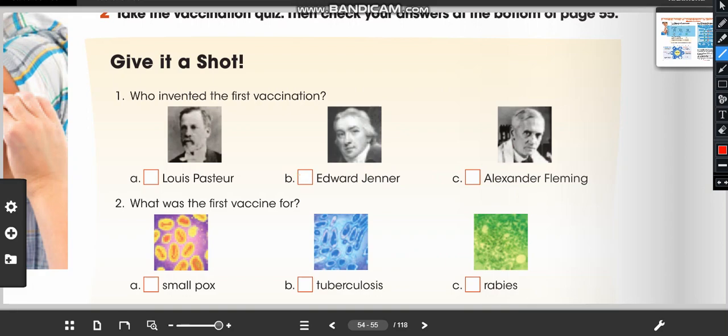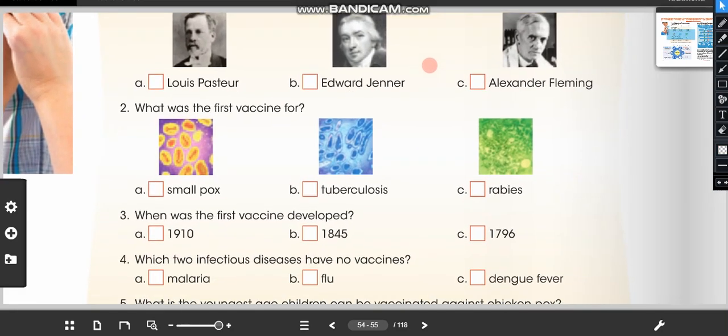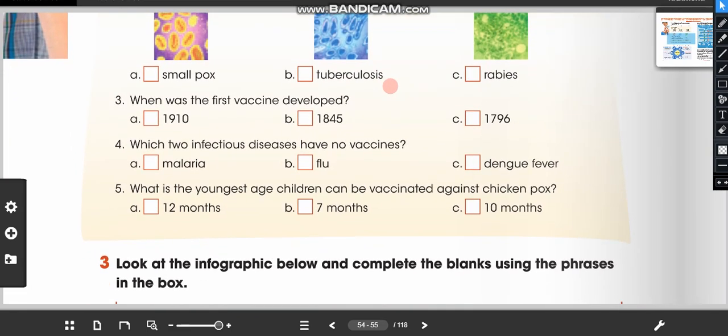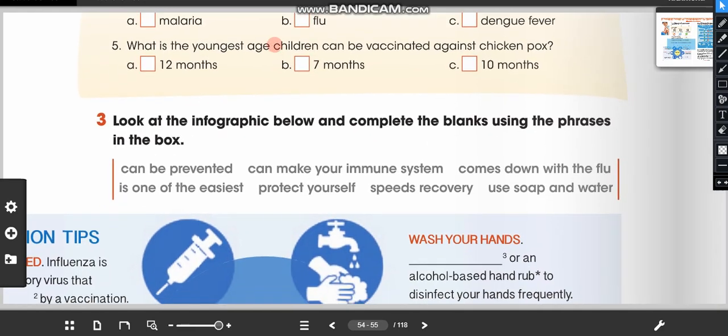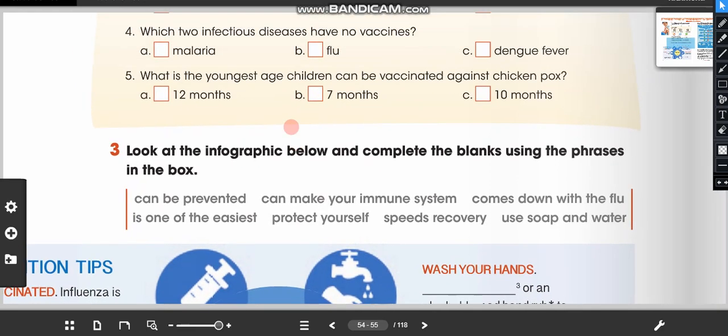Okay, that's the only thing that you have to do. In the same way, you have to look for the first vaccine for smallpox, tuberculosis, and rabies. You have to research. Tienen que investigar. When was the first vaccine developed? Which two infectious diseases have no vaccines? And what is the youngest age children can be vaccinated against chickenpox? That's the only thing that you have to do for exercise number 2.